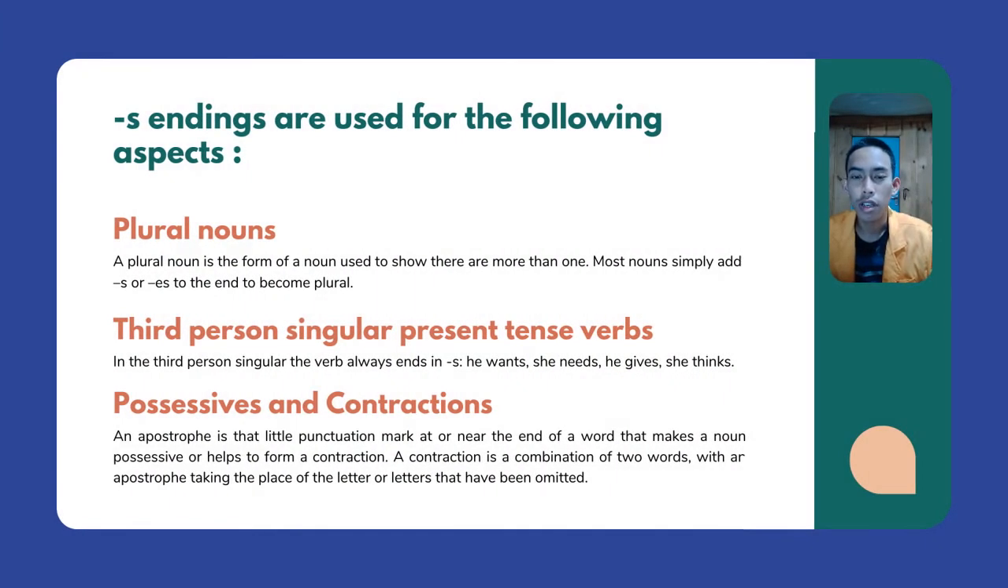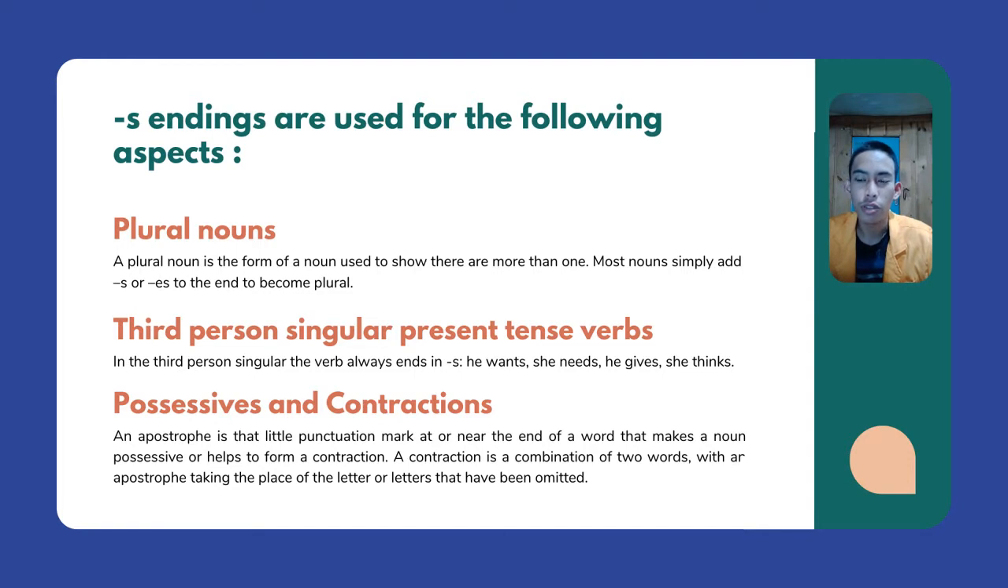S endings are used for the following aspects. Plural nouns. A plural noun is the form of a noun used to show there is more than one. Most simply add S or ES to the end to become plural. Third person singular present tense verb. The third person singular verb always ends in S. He wants, she needs, he gives, and she thinks.